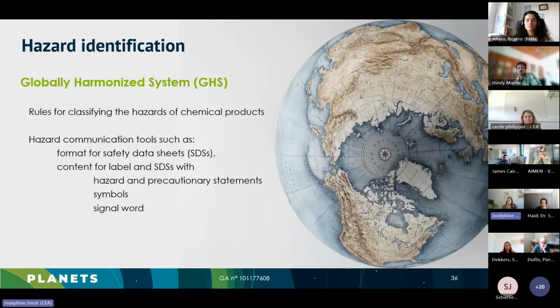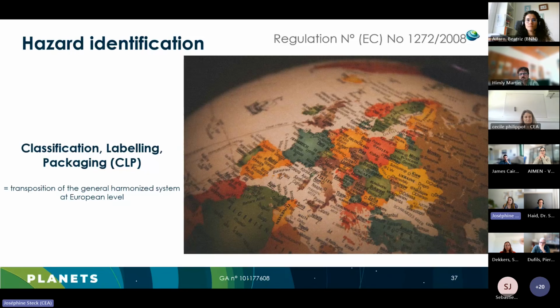So first, you have to know that there is a globally harmonized system which applies all over the world, with rules for classifying the hazard of chemical products and rules of how to communicate them, such as the format of the material safety datasheet and the content for labels. And this has been transposed at the European level by the Classification, Labeling and Packaging CLP regulation.